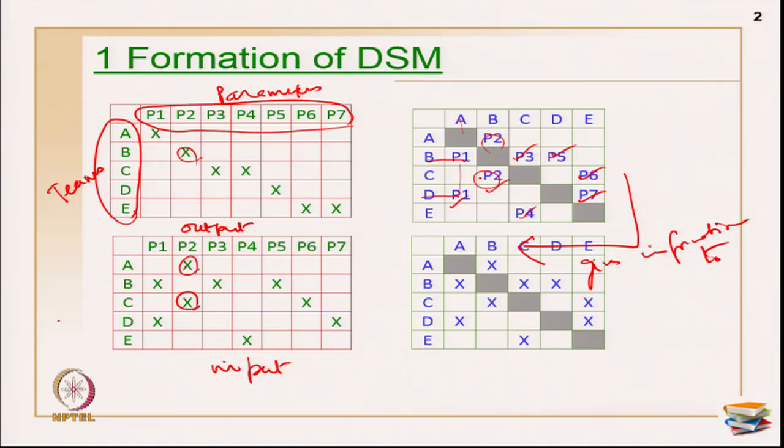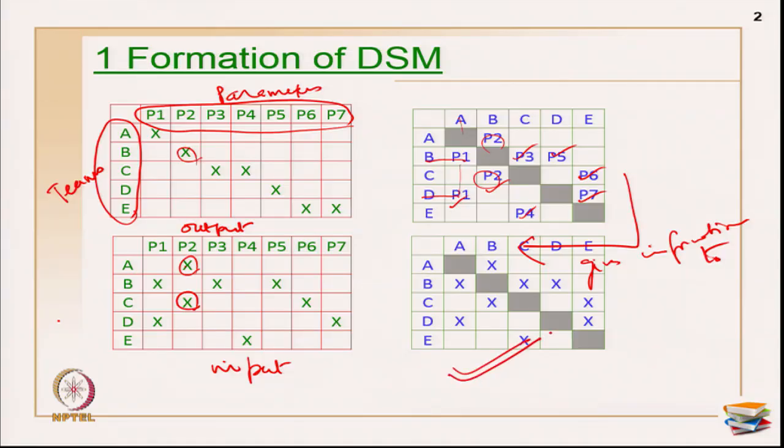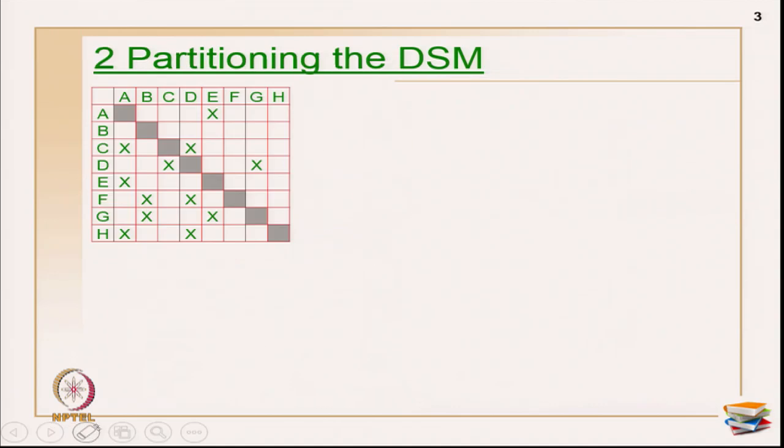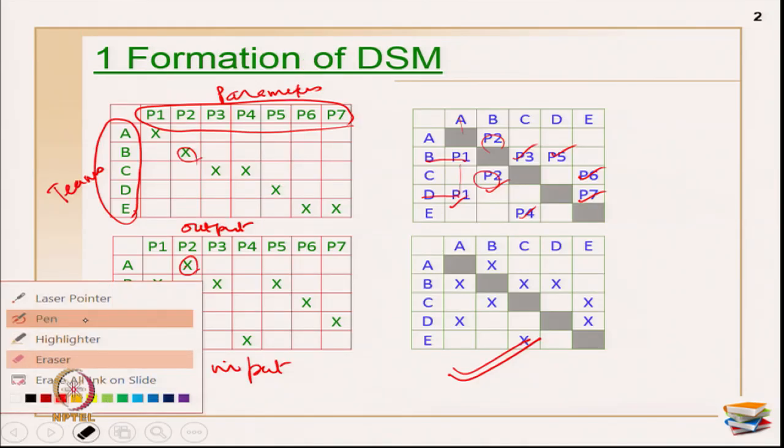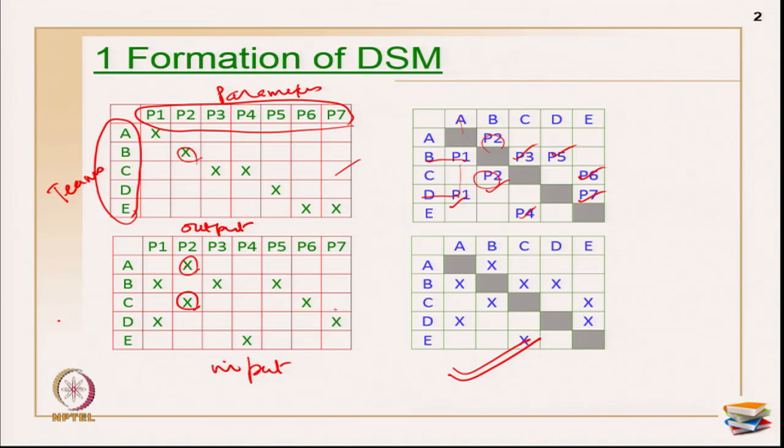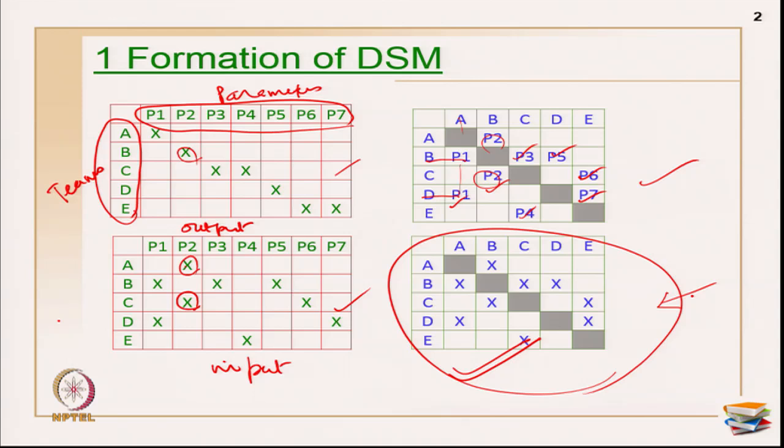Suppose you are very comfortable with the list of activities and relationships, and you have done several projects earlier and you are very experienced, then you can do this directly in the first go itself. Again I am repeating, you can ignore these steps 1, 2 and 3 and directly go for the formation of the DSM in one go itself.